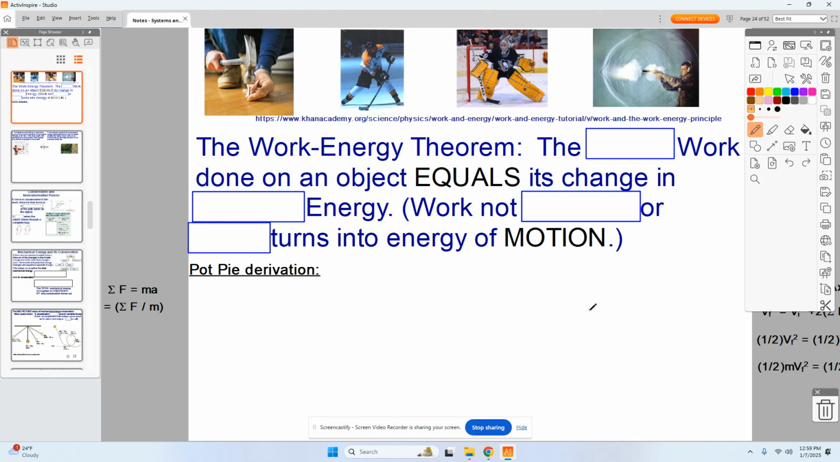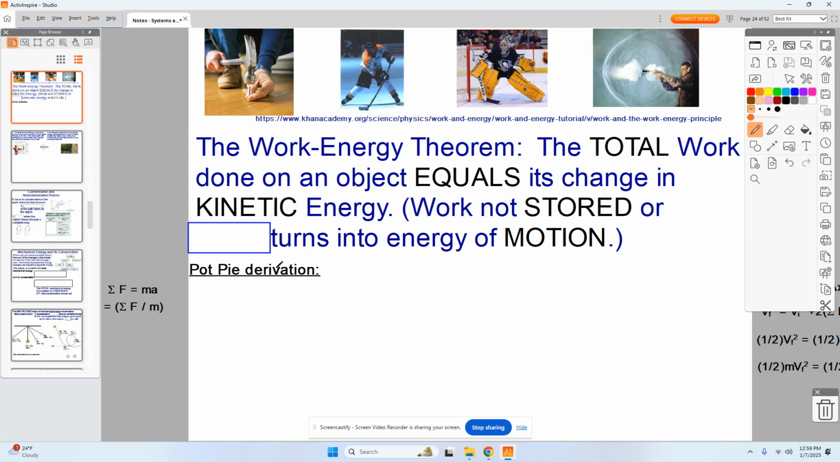Okay, so in the event that you happen to watch this video from home, this is just a recap of the work energy theorem. Yesterday I went through and showed you this, and I'm just going to do this on the recording so people can see it. The work energy theorem, again, is just that the total work is equal to the change in KE. If I don't store work, if I don't lose work, anything extra turns into energy of motion.